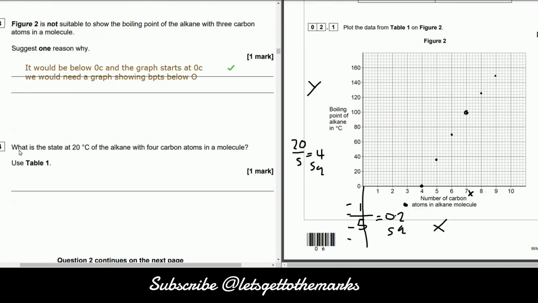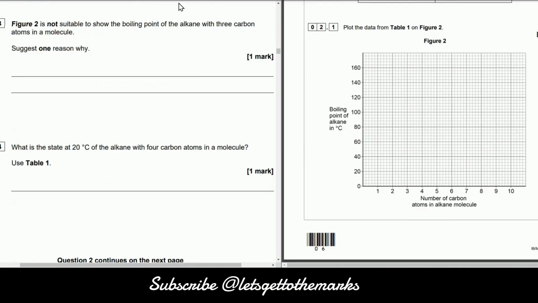So the next part to this question, 1.4: state what is the state at 20 degrees of the alkane with 4 carbons in a molecule? So it's saying to you, this molecule with 4 carbons, this is the boiling point. If it was at 20 degrees, what state would it be in? Well, that's its boiling point, so it boils at 0. So what state will it be in at 20? It's going to be a gas because it's above its boiling point. There we go. Awesome.